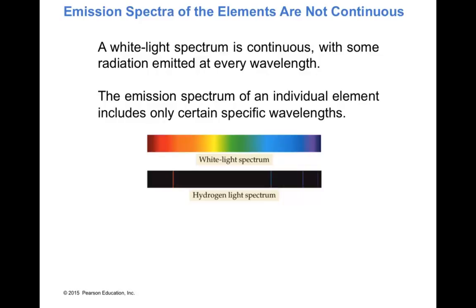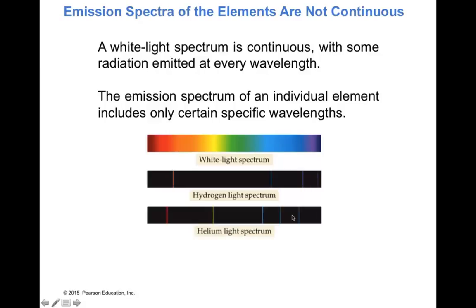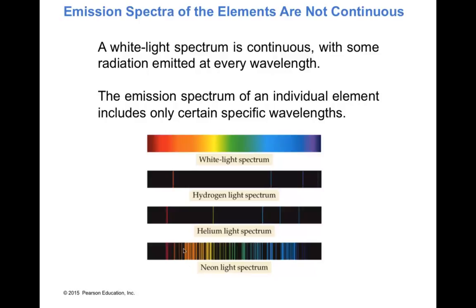For the emission spectrum of individual elements, it includes only certain specific wavelengths. For example, this one is hydrogen, and the emission of hydrogen is just four wavelengths. For helium, we have five different wavelengths instead of a continuous spectrum as with white light. Also with neon, we have a lot of different spikes as wavelengths. Each element has its own pattern, like the fingerprints on our fingers, which are unique for each person.